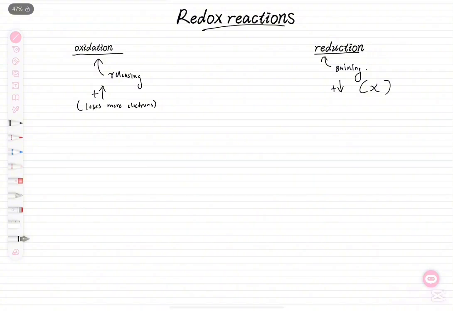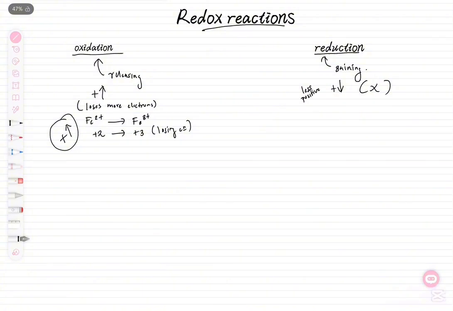For example, Fe2+ will oxidize to Fe3+, which means from +2 it has gone to +3. By losing an electron, the positive nature has increased. It is less positive when it is gaining electrons. For example, Cu2+ will turn into Cu. That means from +2 it has gone to 0, which means the positive nature is decreasing, because it gains electrons.